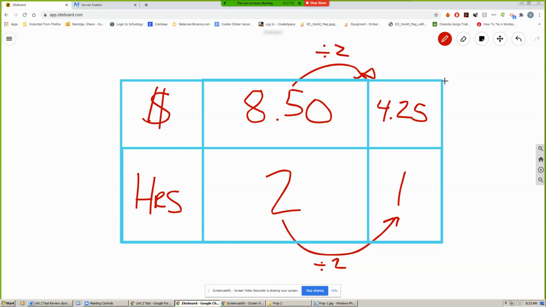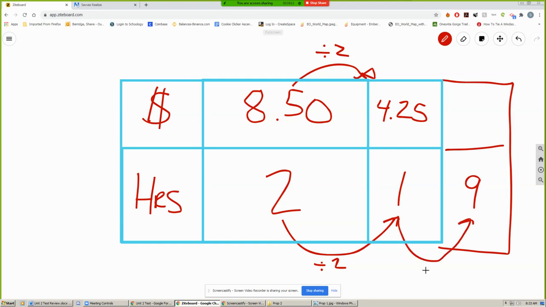It may come back and ask you, given that, what will he make if he works 9 hours? Remember, when you're going from a unit rate to some other piece of information, you're going to be multiplying by whatever you're trying to find. So the same thing happens here, times 9. We get 38.25. So he makes $38.25 in 9 hours. Going from information to a unit rate, you're dividing. And going from a unit rate to information, you're multiplying.